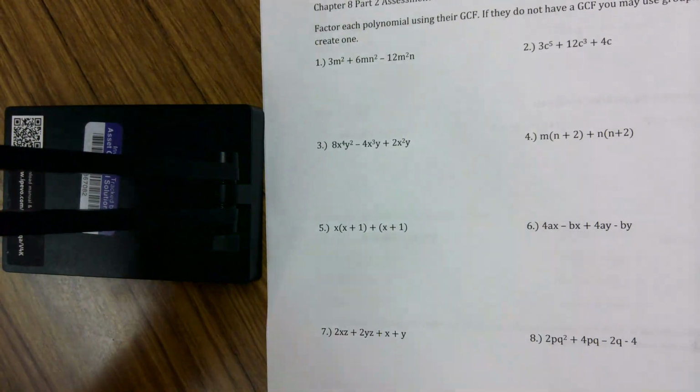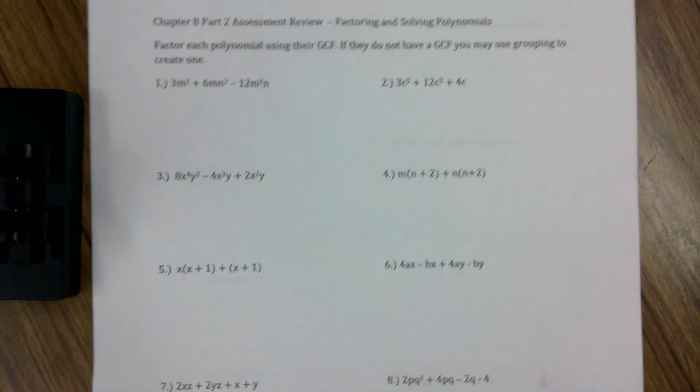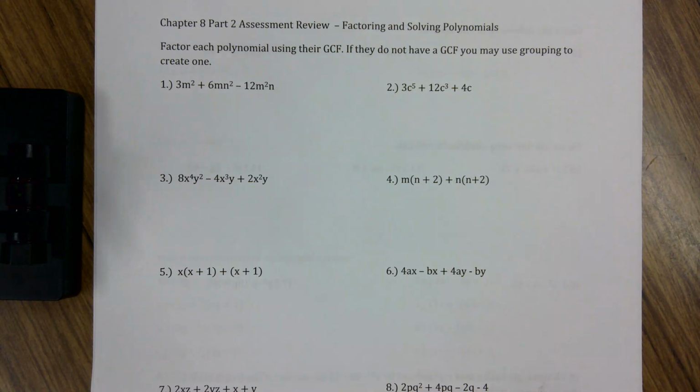We are in Chapter 8, Part 2 test review. So this is all about factoring and solving. It says factor each polynomial using their GCF. If they do not have a GCF, you may use grouping to create one.